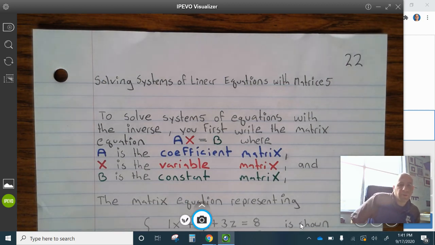Okay, Wildcats. Today we're going at journal page 22, solving systems of linear equations with matrices. To solve the system of equations with the inverse, you first write the matrix equation AX equals B, where A is a coefficient matrix, X is the variable matrix, and B is the constant matrix.